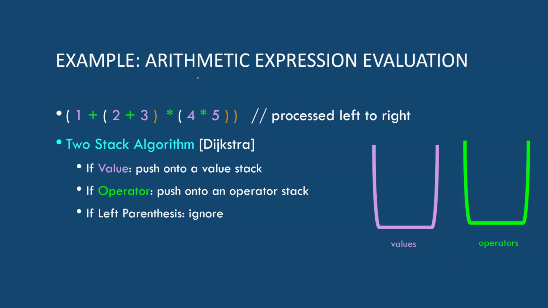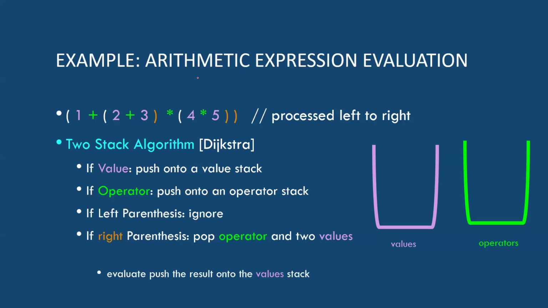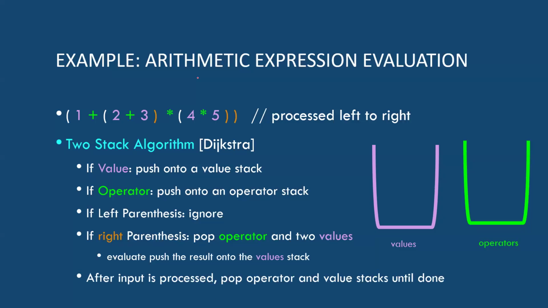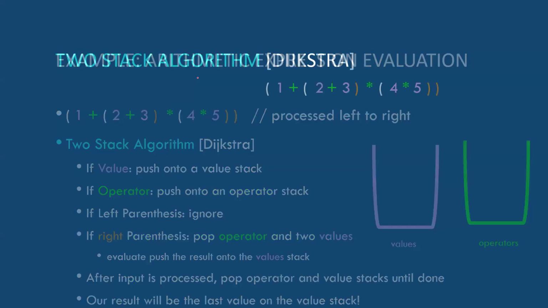And if we encounter the white left parenthesis, we'll just ignore that. But when we encounter a right parenthesis in orange, we're going to pop something from both stacks. Pop an operator and two values, evaluate that, and then put the result back on the value stack. I'll show you how we do this. But after everything is processed, the thing that's left on the value stack is the answer to an arbitrarily long equation, which is pretty cool. So let's take a look.